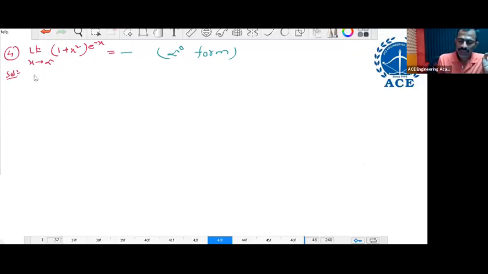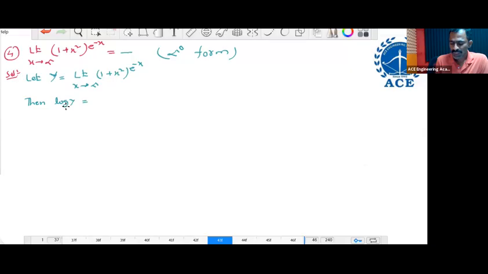Let us take the limit of this as some unknown. Let y equal to the limit as x tends to infinity of (1 + x²)^(e^(-x)). So we are assuming the value of this limit as y. Finding the value of the limit is the same as finding the value of y. And then take the log on both sides. Log y.